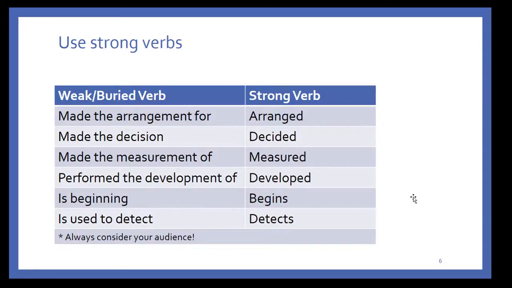Also, we need to use strong nouns. We also need to use strong verbs. Weak buried verbs on the left, strong ones on the right. A whole four words to say arranged. Made the arrangement for. Made the decision. Well, you decided. Made the measurement of. We measured it. Performed the development of. We developed it.